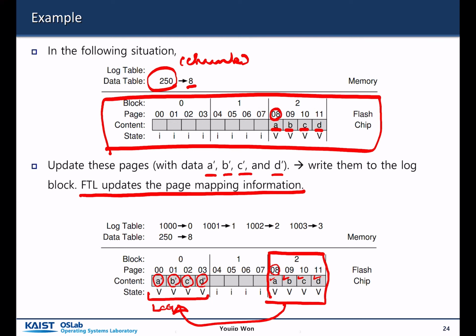So the log table contains: 1000 is stored at page number 0. This is the physical page number. 1001 is stored at physical page number 1, 1002 is stored at page number 2, and 1003 is stored at page number 3.